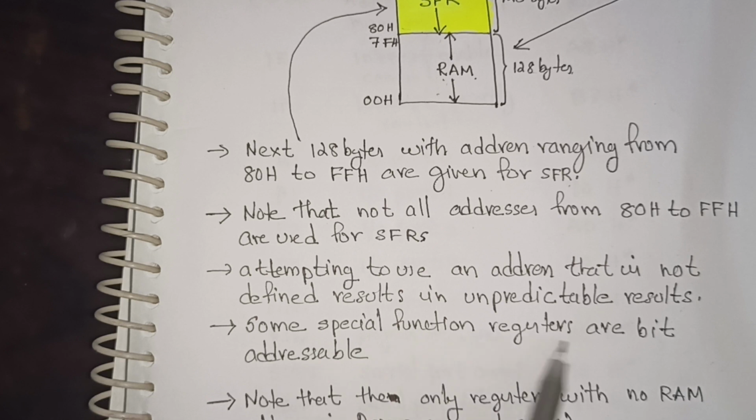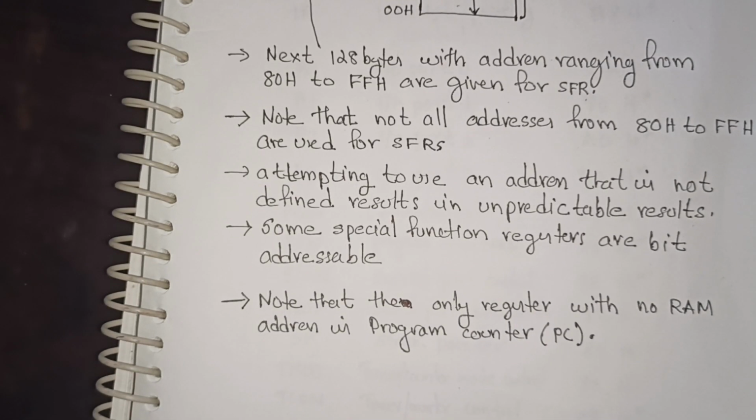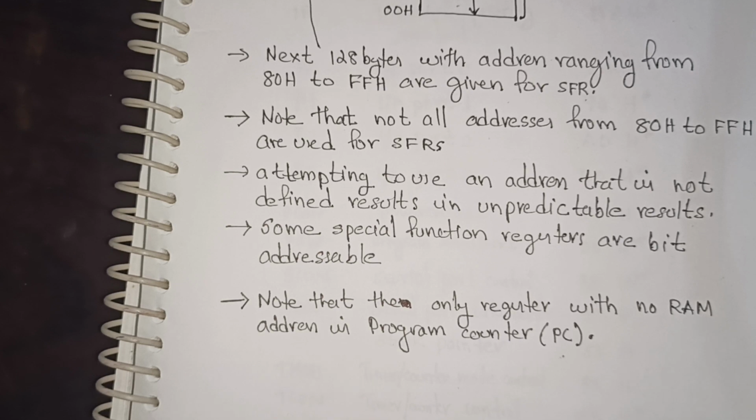Some special function registers are bit addressable. You already know what is bit addressable from the bit addressable area of our internal RAM. So some are bit addressable, some are byte addressable. We will see. Now this register, program counter, which is a 16-bit register, is the only register in 8051 which does not have a RAM address. Okay. Sometimes they will ask this question in viva.